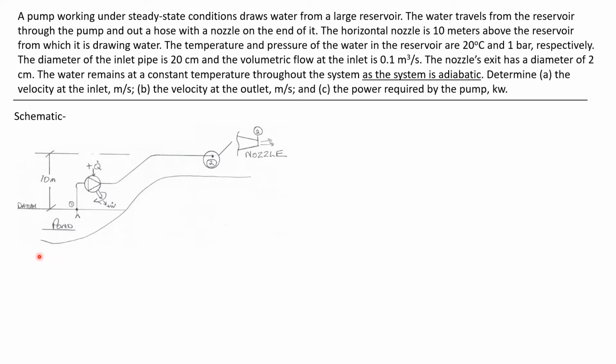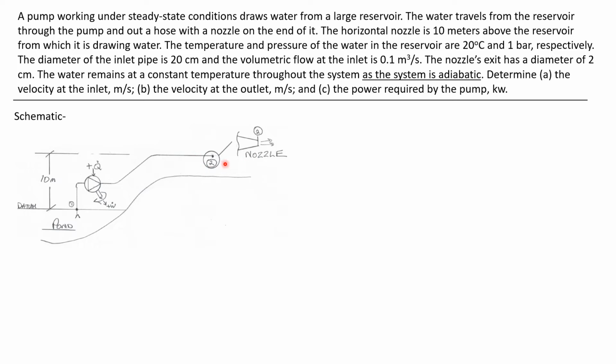Let's draw a schematic of this situation. We have a pond, and for elevation, we'll consider the surface of the pond our datum, where the elevation is 0. So we're drawing water out of the pond through a pipe into the inlet of a pump, and then it flows through a pipe or hose until it gets up the hill. And then at the exit, water is discharged through a nozzle.